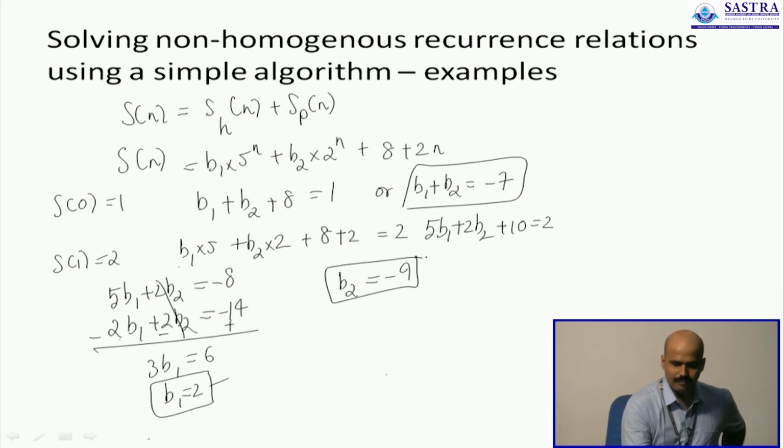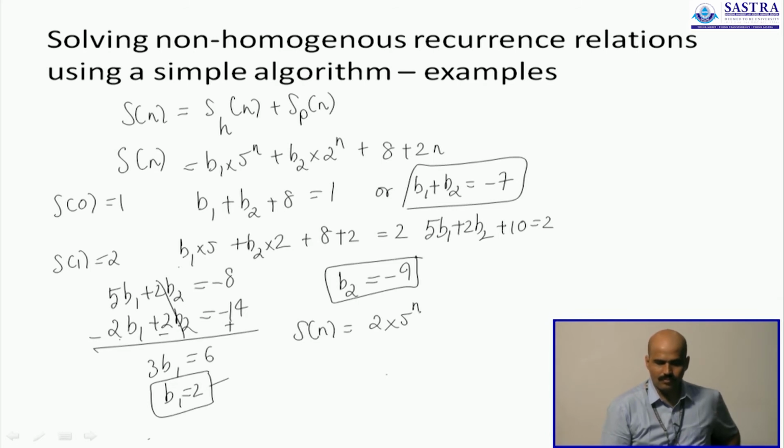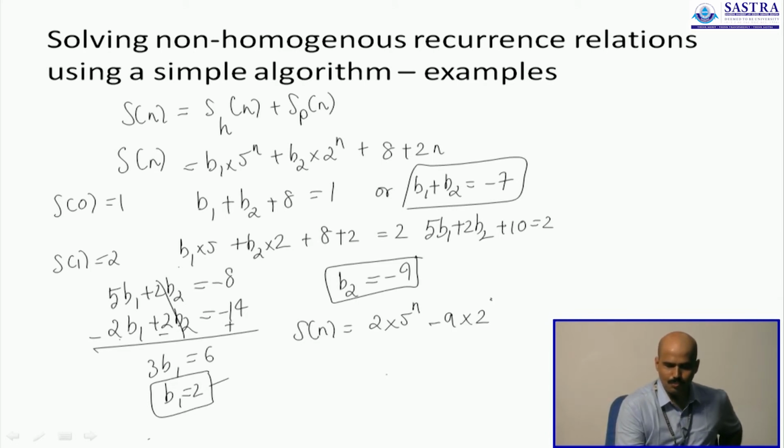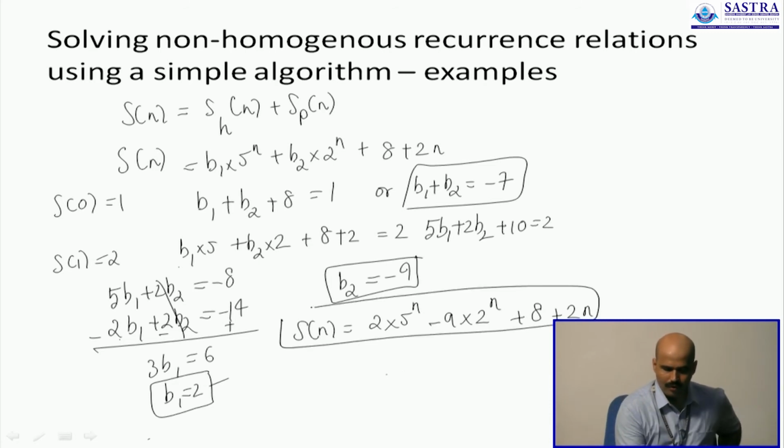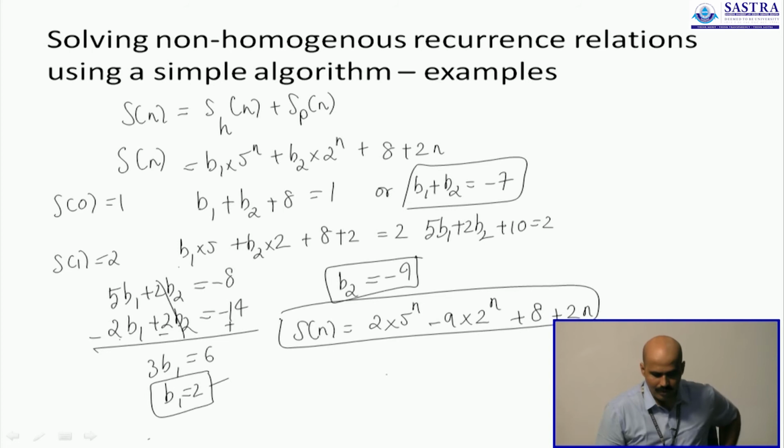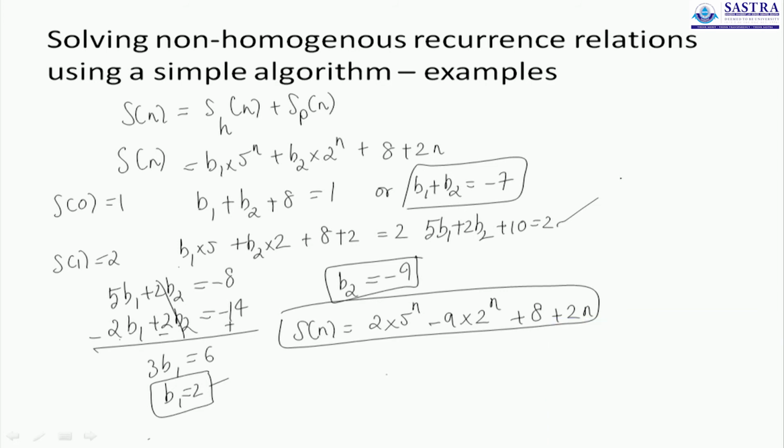negative 9, and therefore our S of n has got to be 2 times 5 power n minus 9 times 2 power n plus 8 plus 2n, and this is the solution we are looking for. 2 times 5 power n, do they match? I just check them. 5 times 2 is 10 plus 2 times negative 9 is minus 18, 10 minus 18 plus 10, that is 20 minus 18, which is 2. That is right, yeah, it matches. So this is the answer we are looking for.